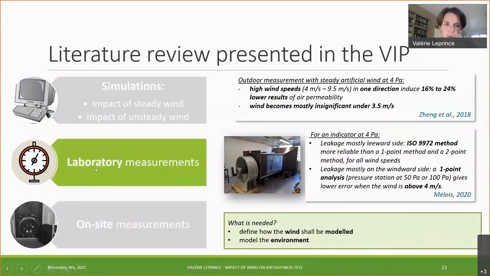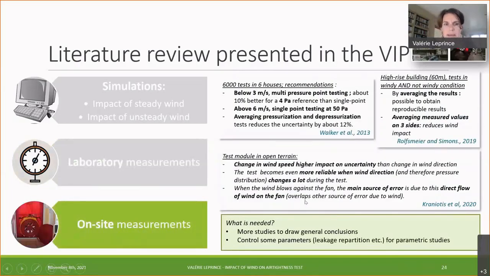In the literature review, we also speak about laboratory measurements, because measurements have been performed in wind tunnels, like in our PhD by Adeline Melois, but also at Nottingham University by Xiaofeng Zhang. Again, in laboratory measurements, what is needed is to better define how the wind should be modeled, so not only steady wind of course, and how to model the environment around the small-scale building.